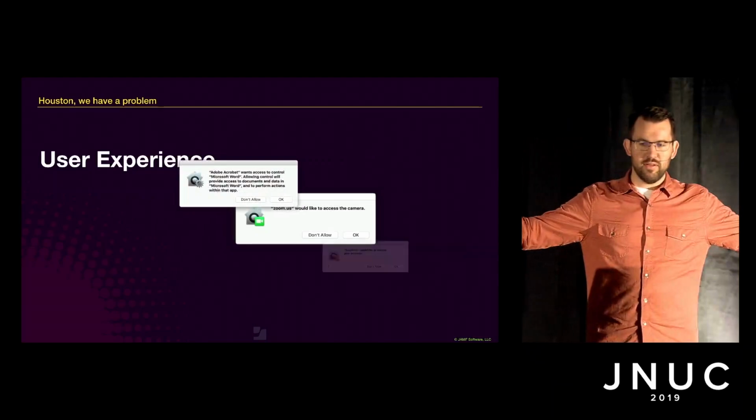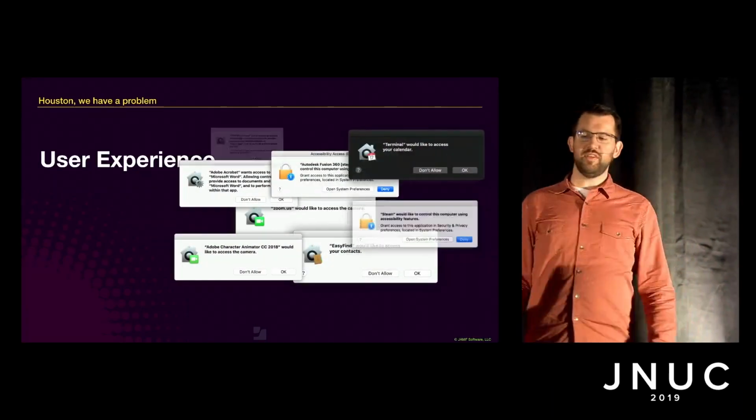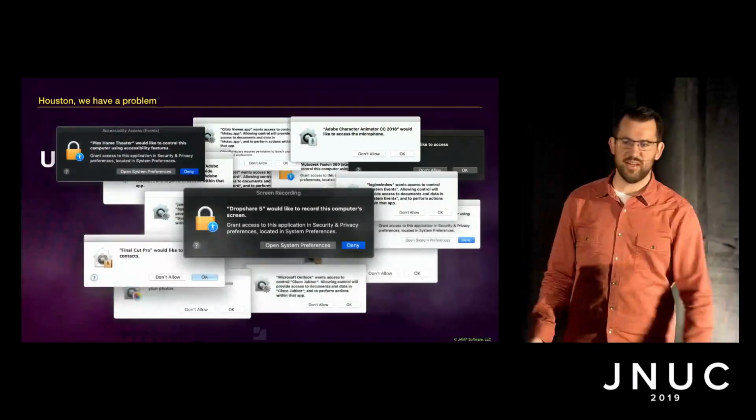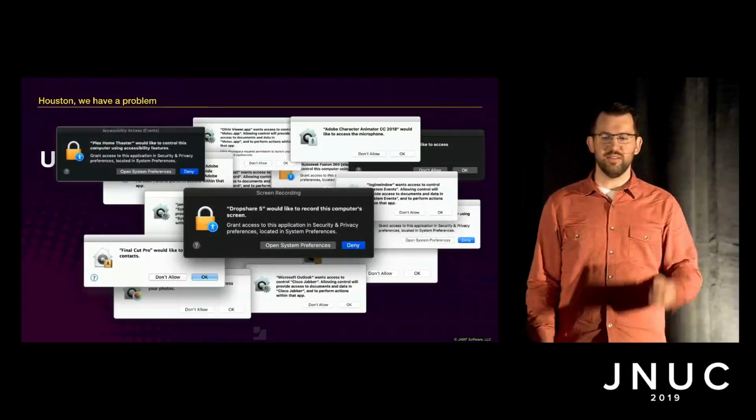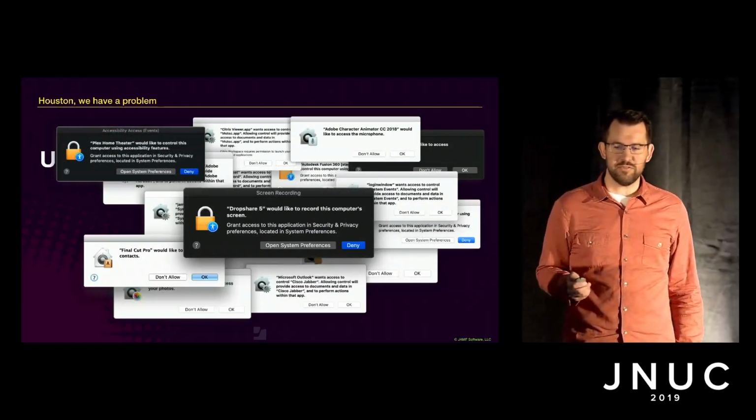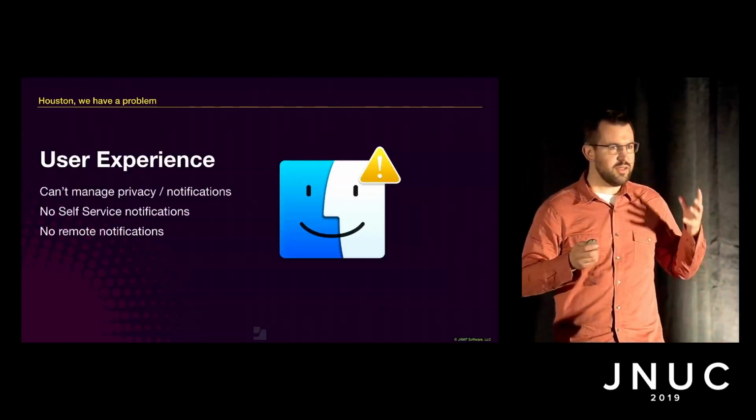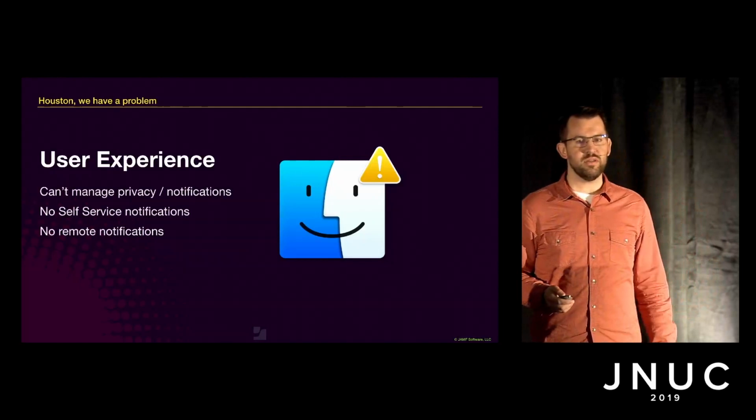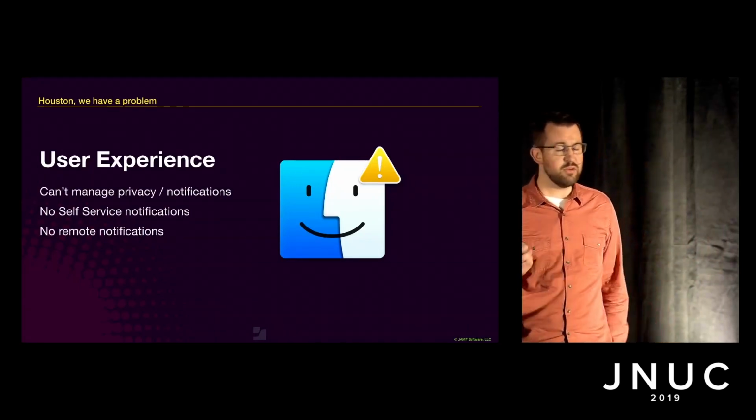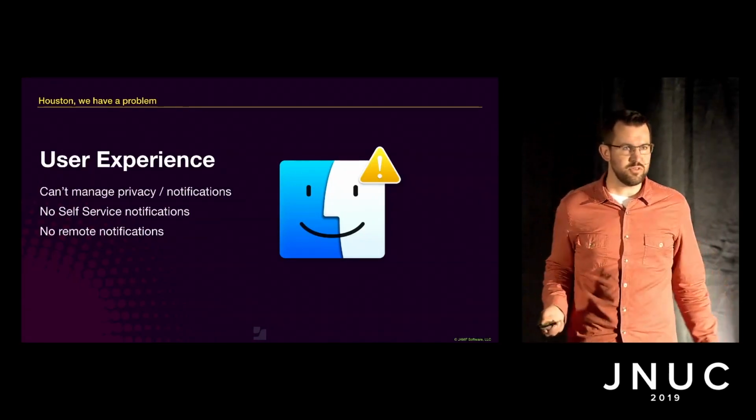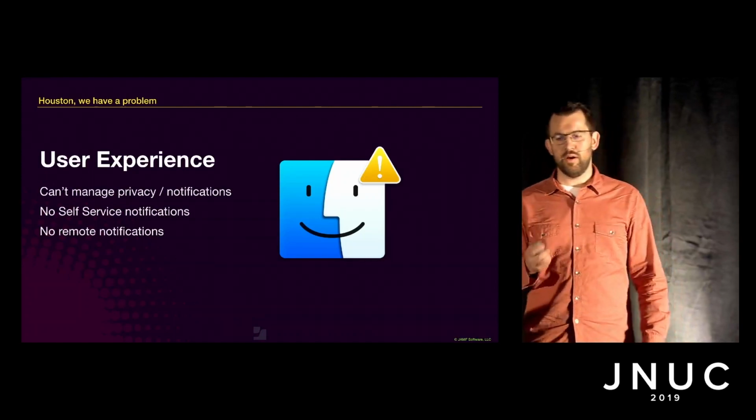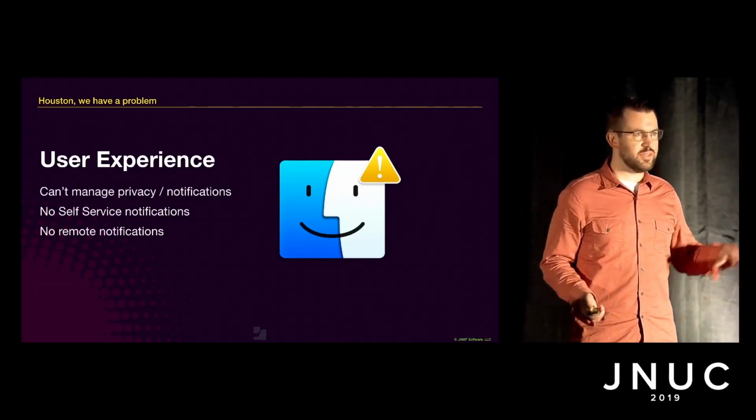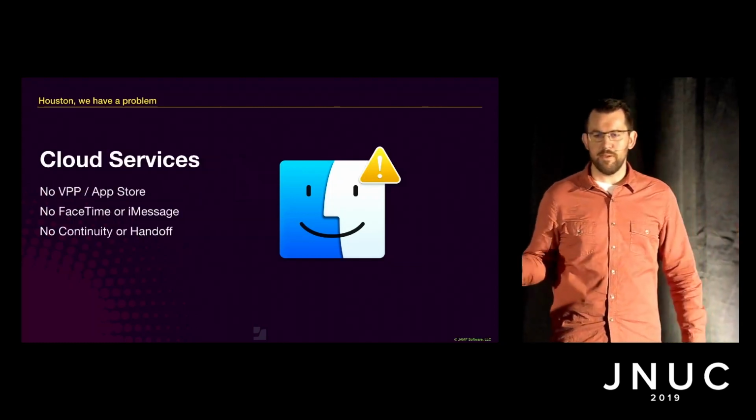User experience. How many of these have we seen? Do we like these? No, of course not. Our users hate them even more. So to manage this effectively, you need user-approved MDM, and you need to build a profile, and it needs to be delivered via APNS. So if you don't have that, you can't manage these things. Your users are going to have a bad time. And then you can't deliver self-service notifications, which we love, to let people know that there are software updates available.